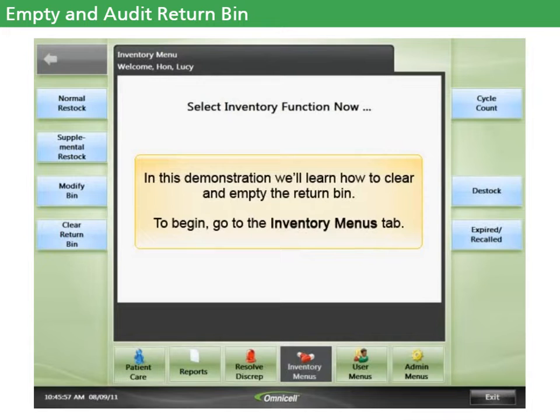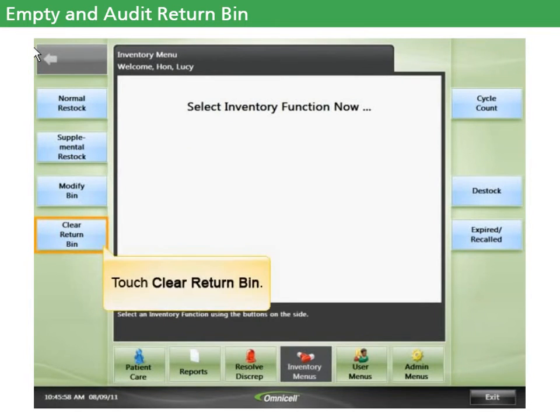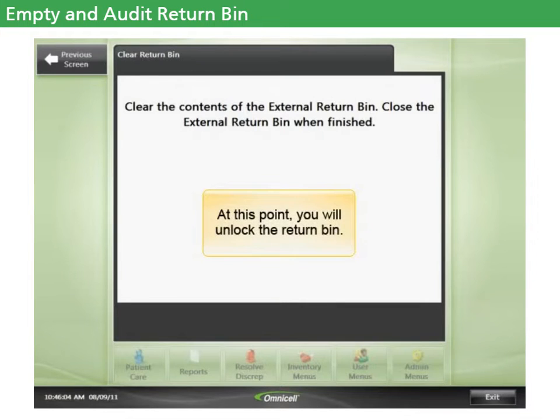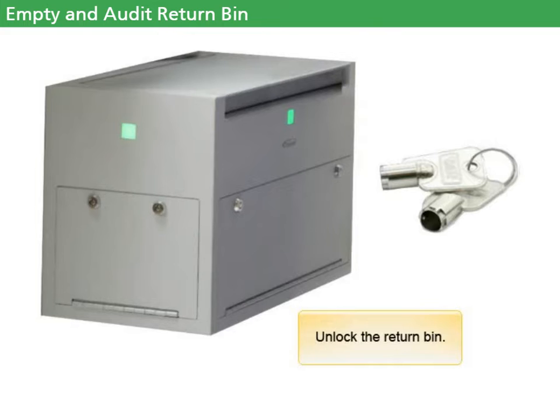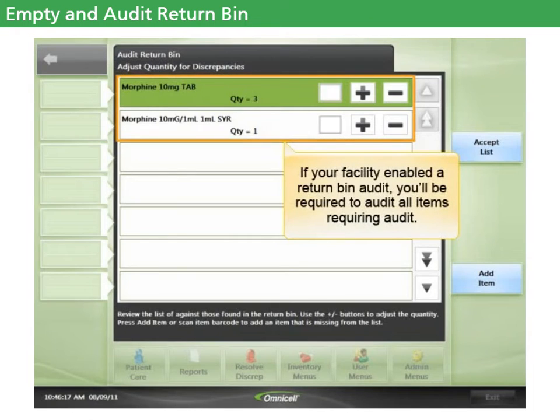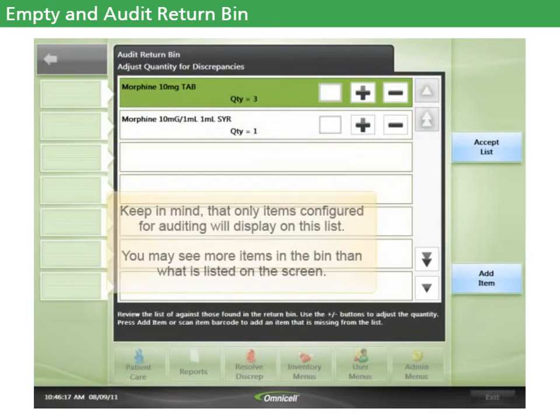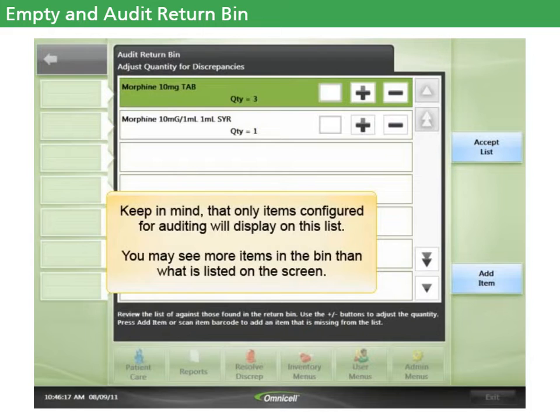In this demonstration, we'll learn how to clear and empty the return bin. Touch Clear Return Bin. At this point, you will unlock the return bin. Remember that once unlocked, you must reconcile all items in the bin. Unlock the return bin. If your facility enabled a return bin audit, you'll be required to audit all items requiring audit. Keep in mind that only items configured for auditing will display on this list.